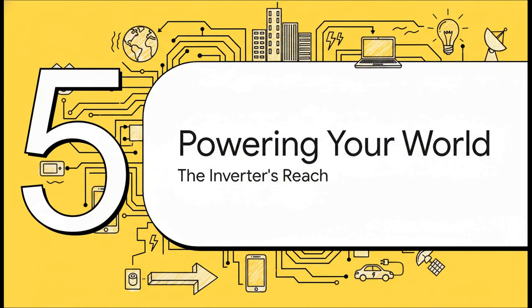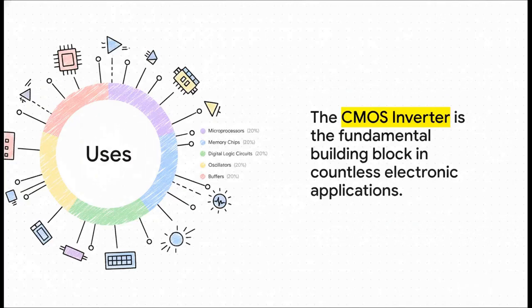powering your world. Let's just take a step back and really appreciate the mind-boggling scale of what this tiny little switch has enabled for all of us. So, where are these things? The short answer? They are literally everywhere. They are the fundamental atoms of all digital logic. You'll find billions of them at the very core of microprocessors, memory chips, and even the timed oscillators that act as the steady heartbeat for all your electronics. If a device thinks, it's absolutely jam-packed with these inverters.